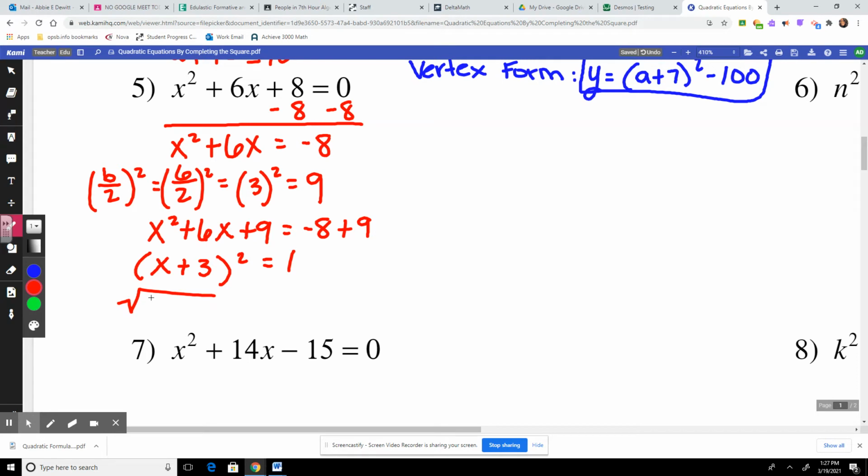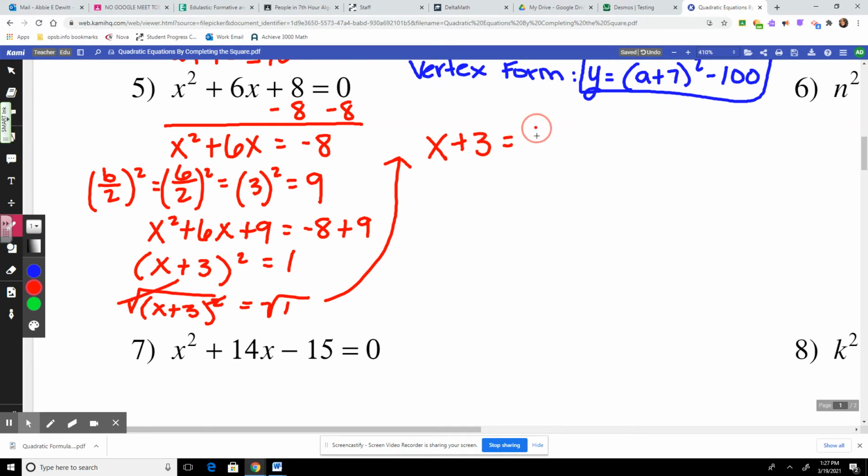Take the square root of both sides. Okay, I'm going to come back up here. I'm going to just carry this up here. Taking the square root cancels out the root and the square. So that leaves me with x plus 3 equals the square root of 1, and the square root of 1 is just positive negative 1. I'm going to subtract 3 from both sides.